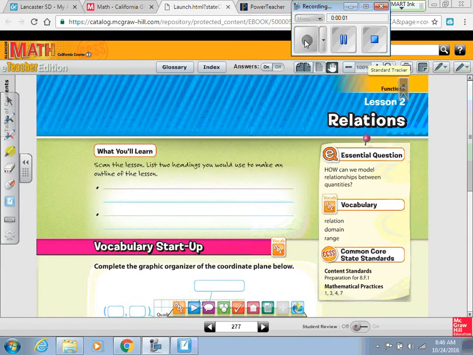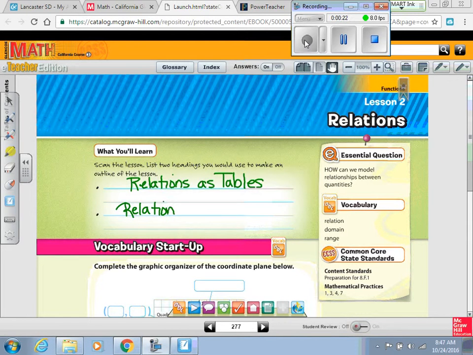Start lesson 2, which is going to discuss relations. The things that you're going to learn in this chapter are how relations can be written as tables, what relations are, and also relations written in the form of graphs.